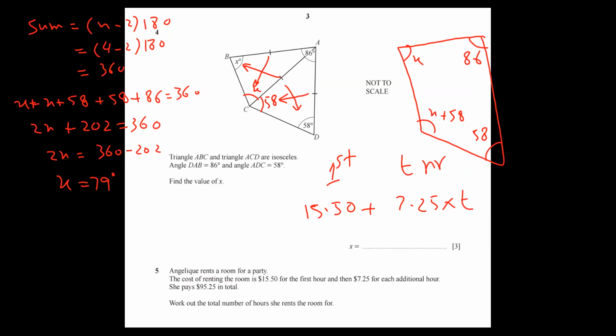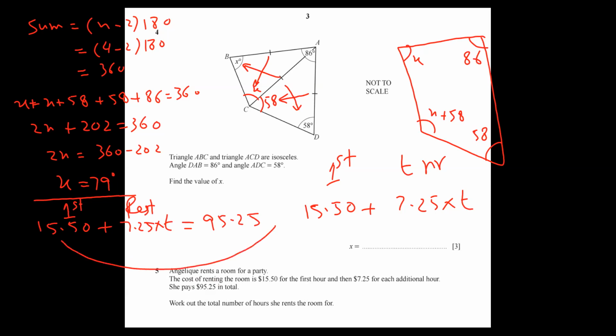So I can complete it here: 15.50. This is the first hour cost. And the rest is the number of hours, 7.25 times t, because I don't know how many hours there are. And the total cost he's paying is $95.25. And that's it. The equation is done, and we can finish our first answer.